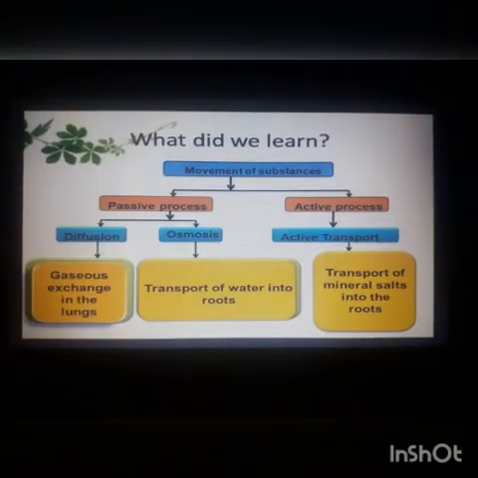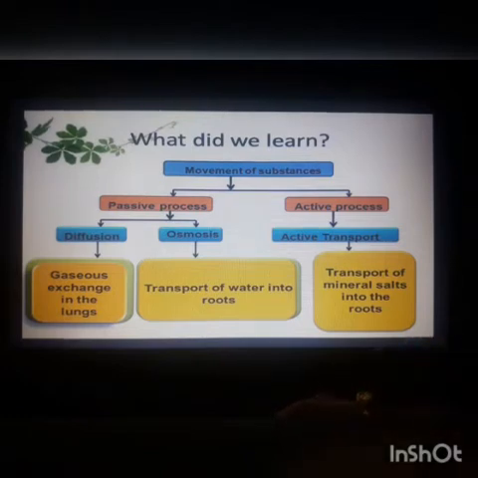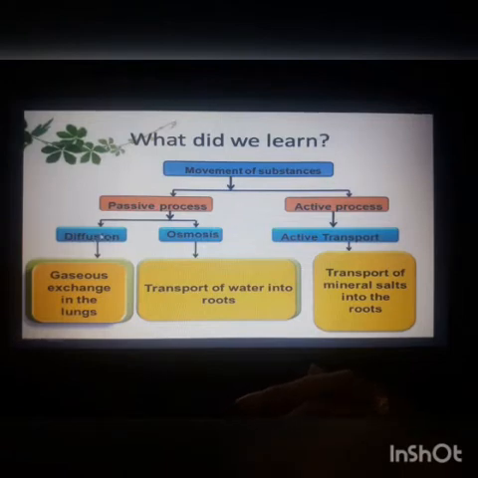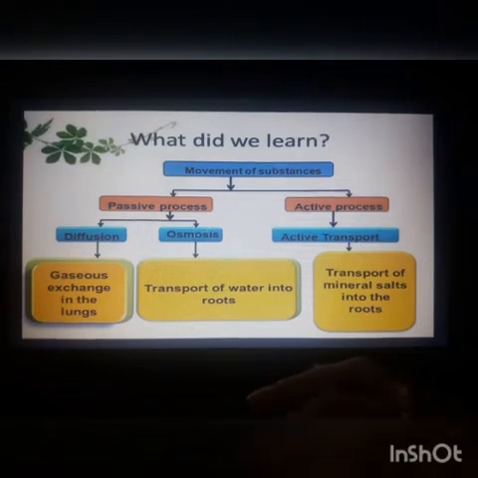What should we learn? We should learn about the movement of substances by means of processes. The first one is simple diffusion, in which the exchange of material takes place, and osmosis, in which the exchange of water takes place. These are passive; they need no energy. They just go according to the gradient, from the area of high concentration towards the area of lower concentration.